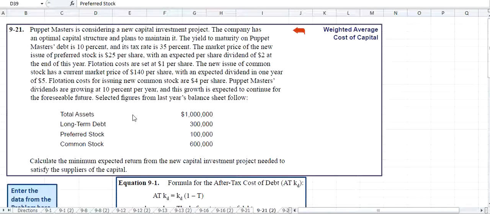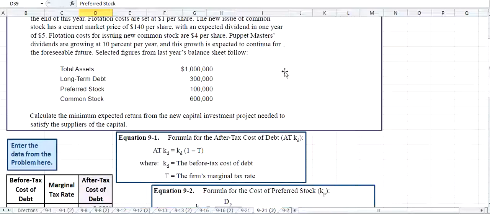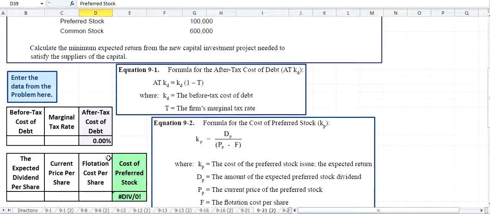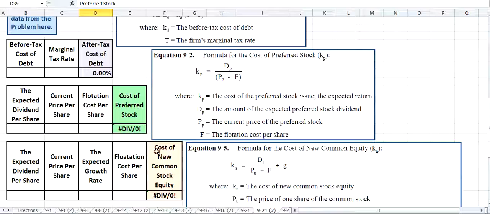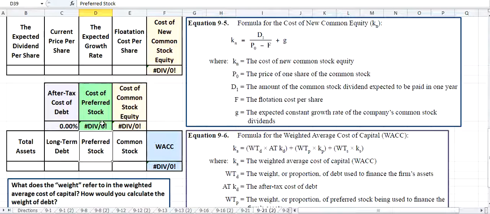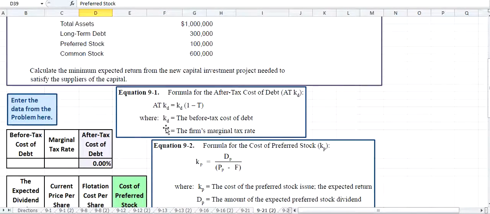Okay, problem 921, weighted average cost of capital. This is going to require a few calculations because we're going to take the weighted average cost. The first thing we need to do is calculate the after-tax cost of debt, then the cost of preferred stock, and then the cost of new common stock equity, and then we're going to use all those numbers to compute the weighted average cost of capital. We just need to make sure we get the right numbers plugged in the right tables.